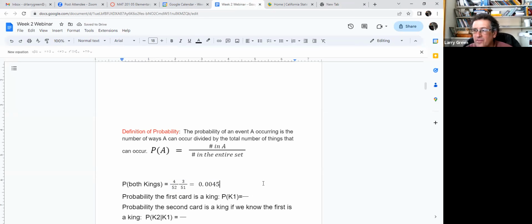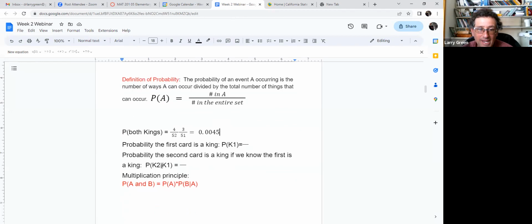Any questions on this example? Just to let you know, when you do the assignments that are computer graded, I recommend carrying more decimals, because it can't hurt to carry extras. But I'm just kind of shortening it up by doing a couple of them. Okay, so that's kind of how we got this, and this is the multiplication principle.